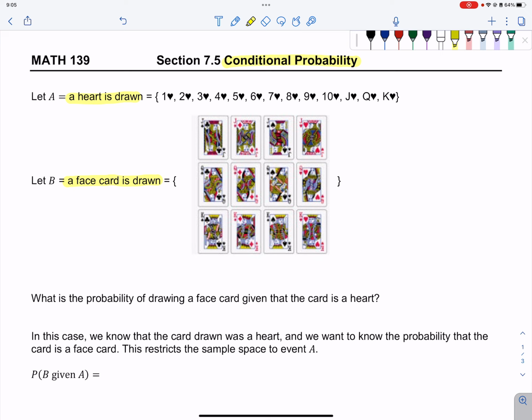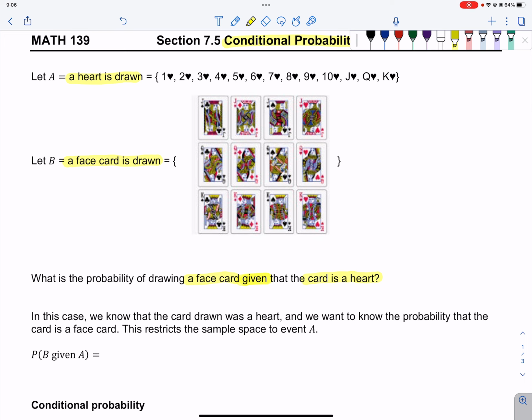And now what I want to know is, what is the probability of drawing a face card given that the card is a heart? So imagine this is like a scenario where you have a friend and they drew a card from the deck of cards and they gave you a hint and told you that the card that they drew is a heart. And now from there, you want to figure out, what is your probability that that card is also a face card?